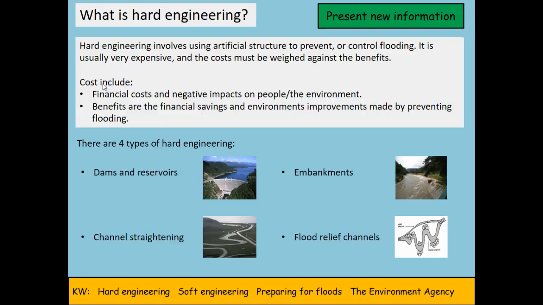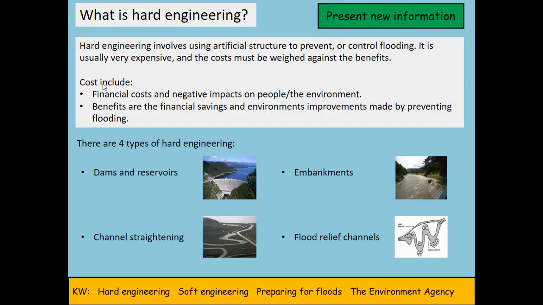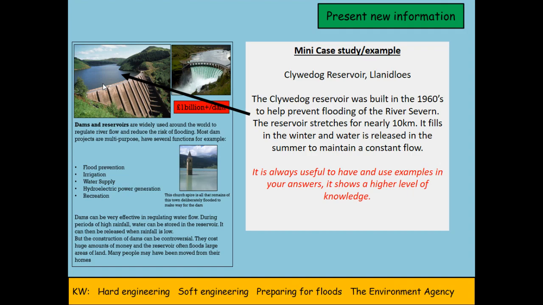Okay, so in here, you've got dams and reservoirs, so we're going to be writing about them. So you need to write that they are expensive, but they stop the flow of water, and you can use it to create energy.